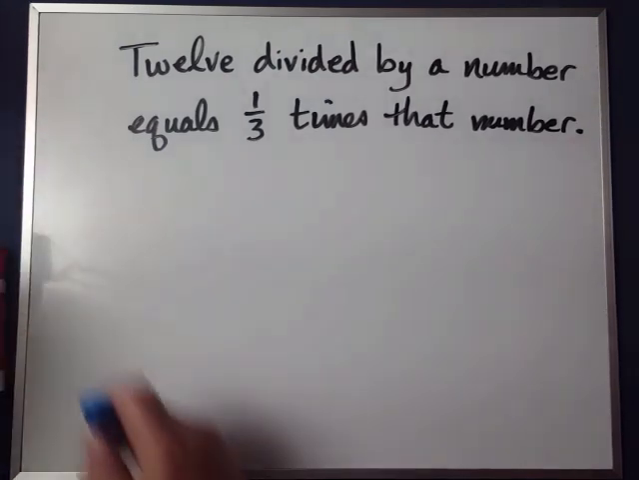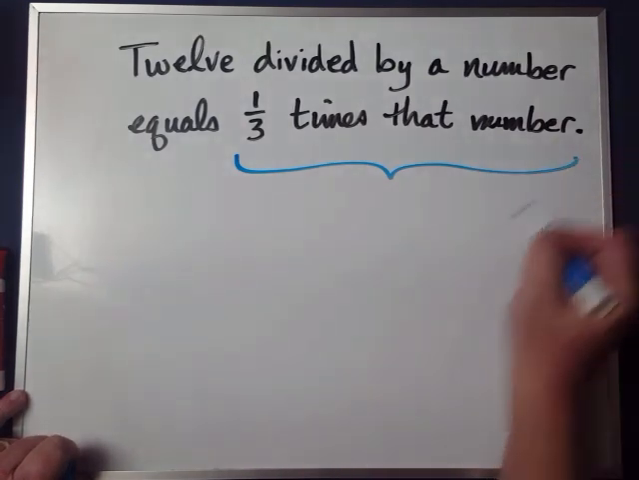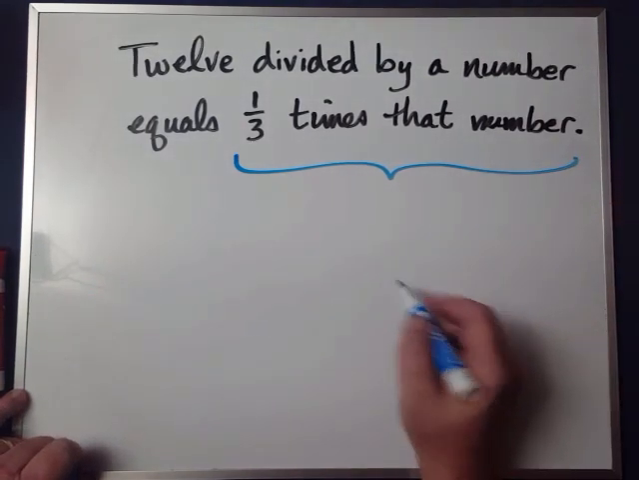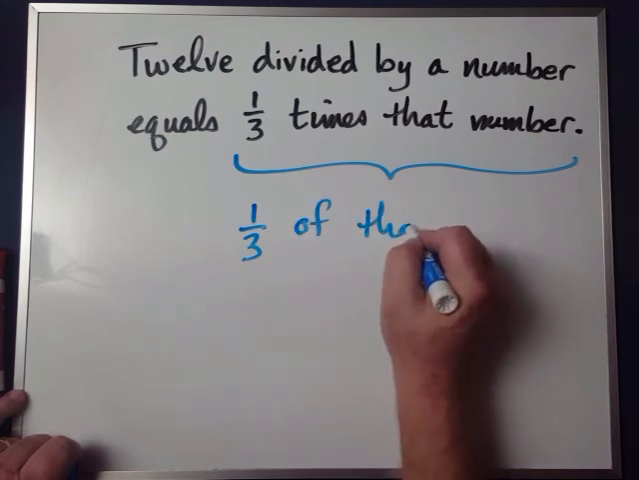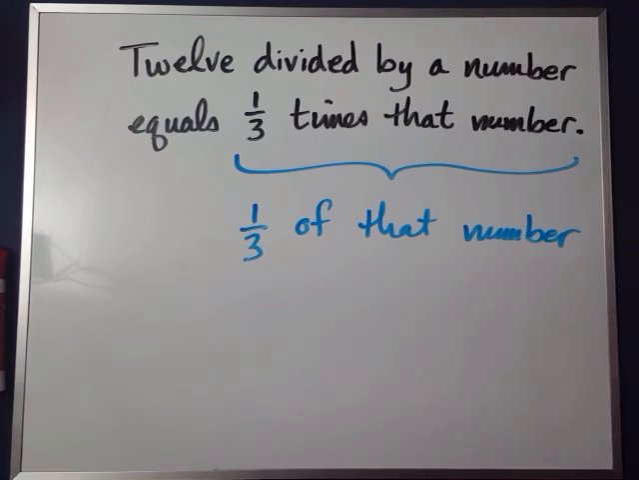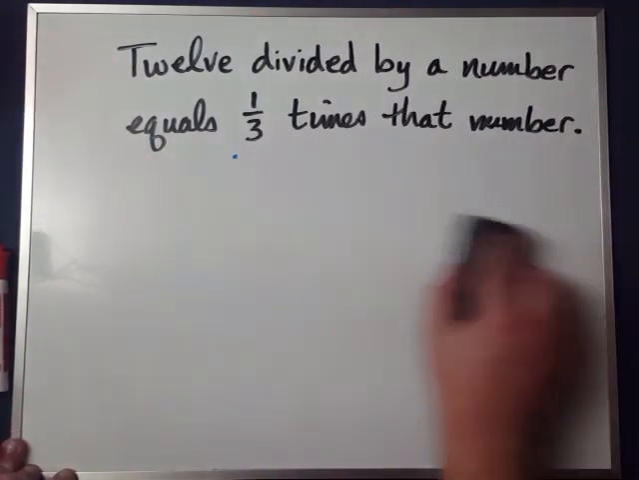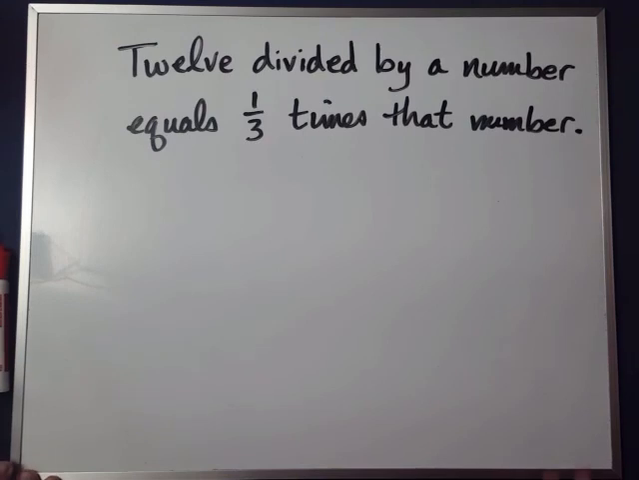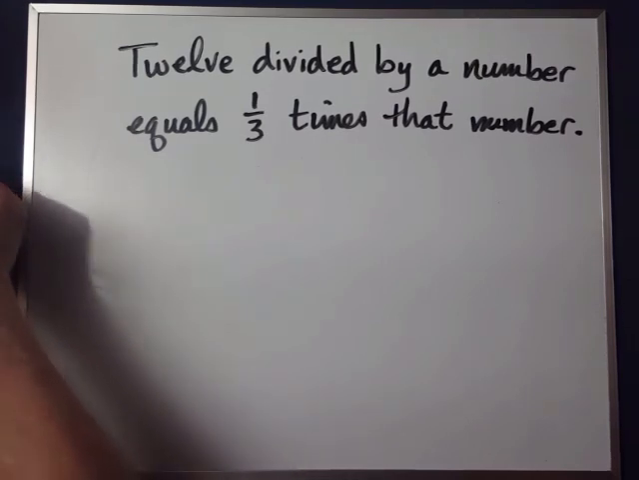Now, let me take just a minute and indicate to you that 1/3 times a number could be written as 1/3 of that number. That would be another way to write this. So if you saw 1/3 of that number, you would know that we're multiplying, just like when you see times, you know we're multiplying. If you want to pause the video here and try this one on your own, go ahead and do that, and then we'll compare answers.